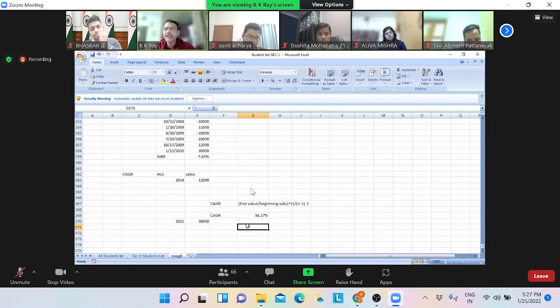CAGR of any variable. In the media you might have seen, they analyze on the basis of CAGR. CAGR is a very common terminology that is used. CAGR rate, that's a rate.